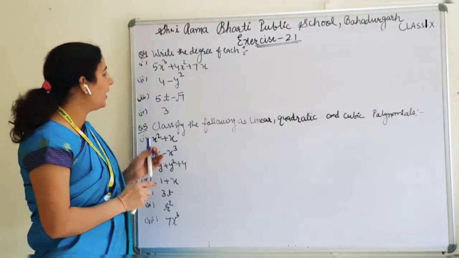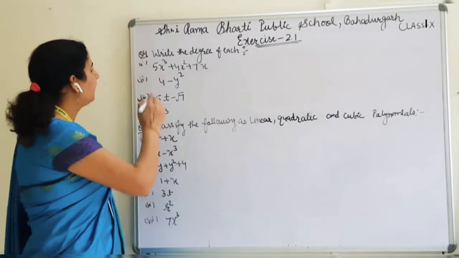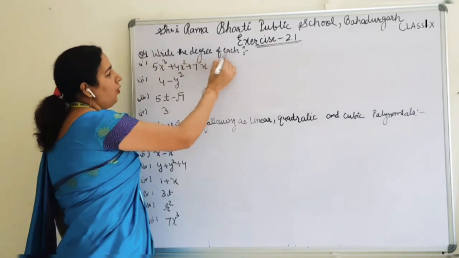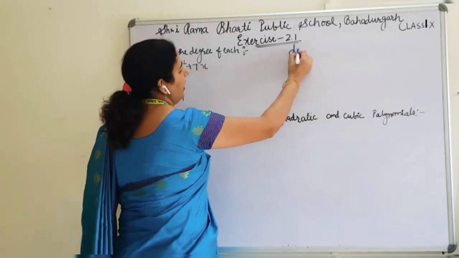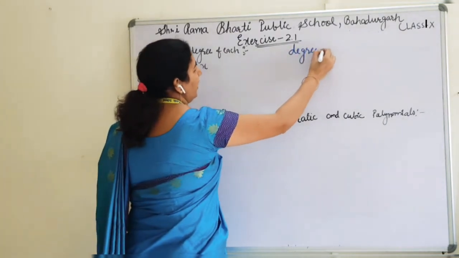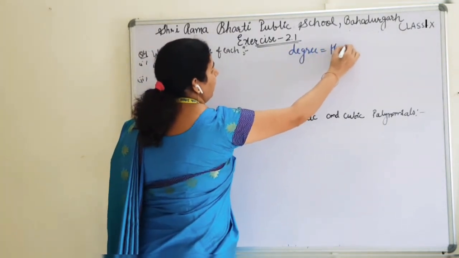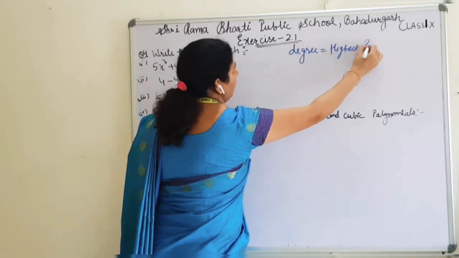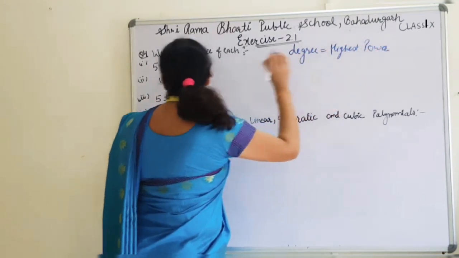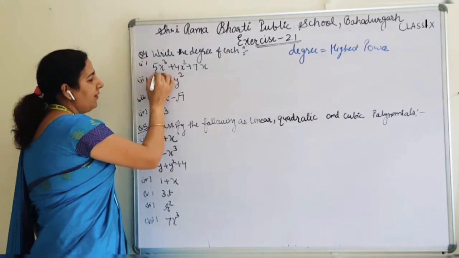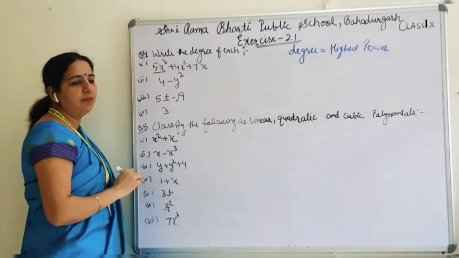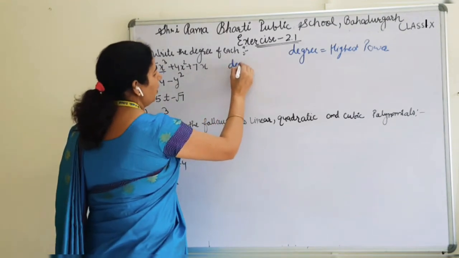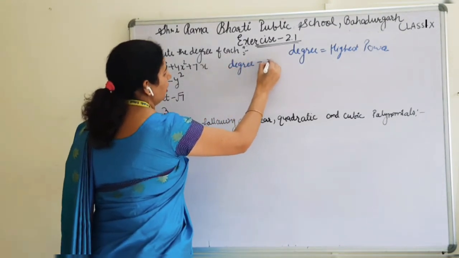So students, here I have taken question number 4. Write the degree of each. You have to write the degree of these. First of all, let me tell you the meaning of degree. Degree means highest power. So which one is the highest power? This term has the highest power. What is the degree of this term? 3. So the degree is equal to 3 in this question.